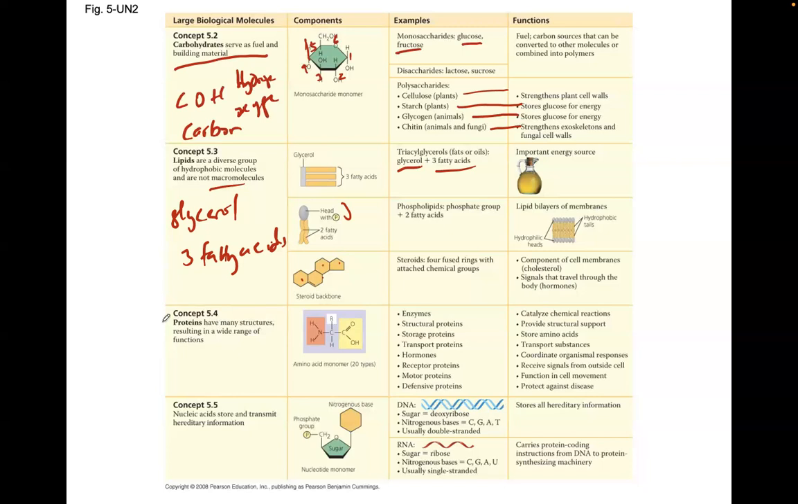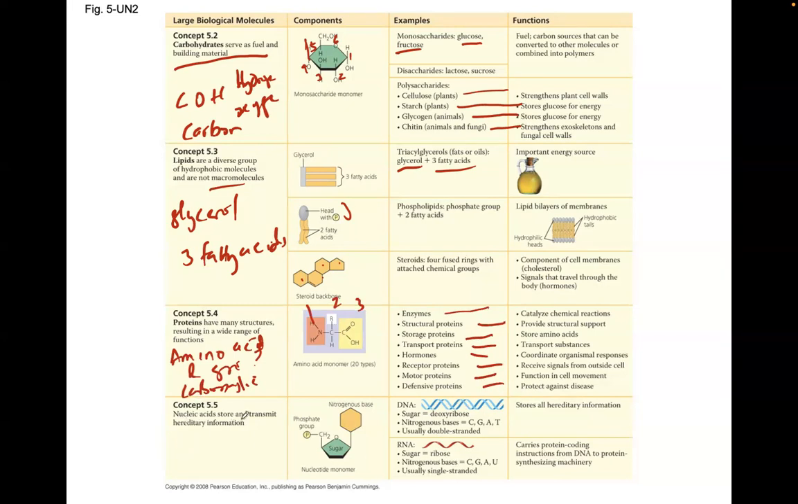The proteins are the third large biological molecules that are important in the body. Proteins have many structures, resulting in a wide range of functions. If someone asks for the components of a protein, say amino group, the R group, and the carboxyl group. This is 1, this is 2, this is 3. We have enzymatic proteins, which catalyze chemical reactions; structural, which give support; storage, which store amino acids; transport, which move things; hormones, which coordinate organismal responses; receptor proteins; motor; and defensive, which help to protect you against disease.